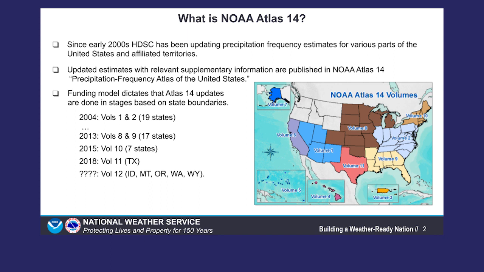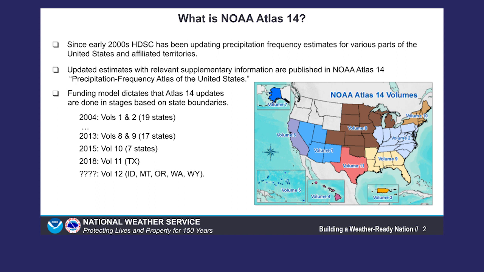The calculation of precipitation frequency estimates has historically been the responsibility of NOAA. Over time, estimates were published in different technical papers, documents, and atlases such as TP40, TP49, Hydro 35, and NOAA Atlas 2. Since the early 2000s, HDSC has been updating these long outdated precipitation frequency estimates, developed in the 1950s to the 1970s, and publishing them in NOAA Atlas 14.